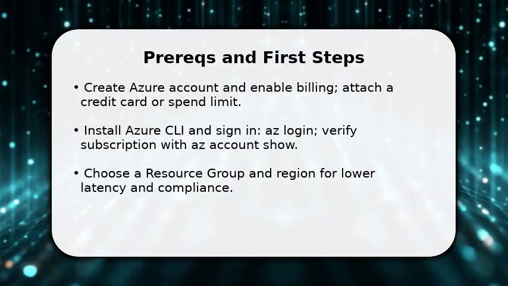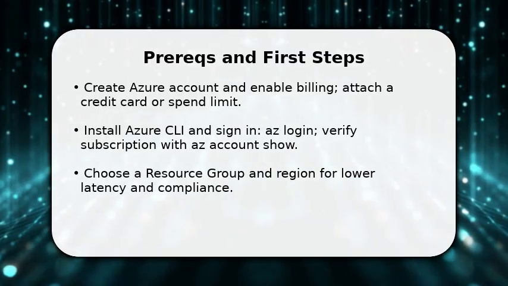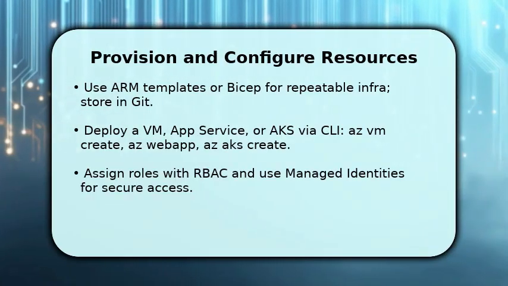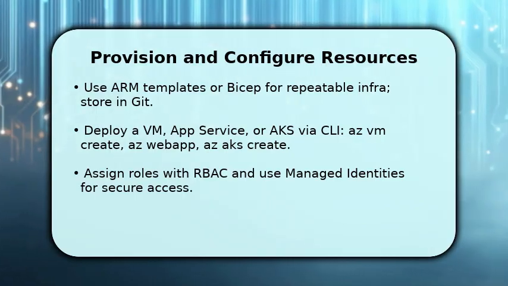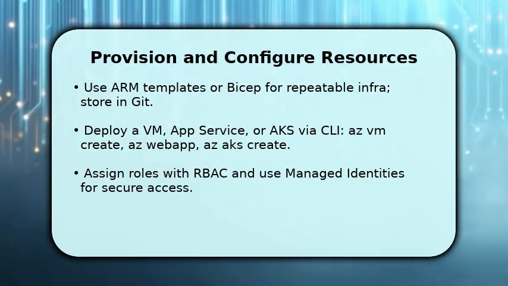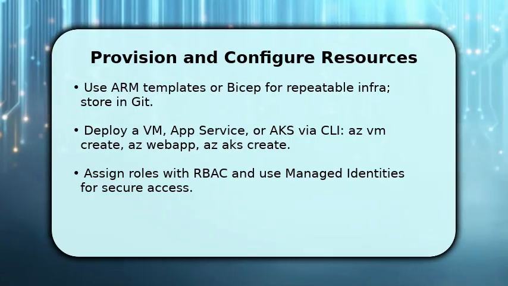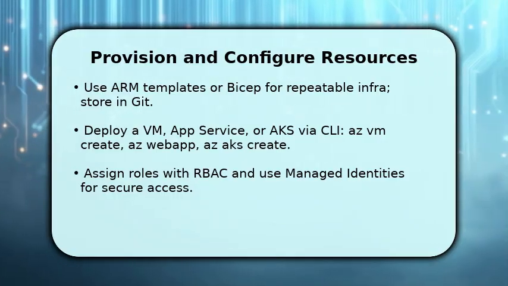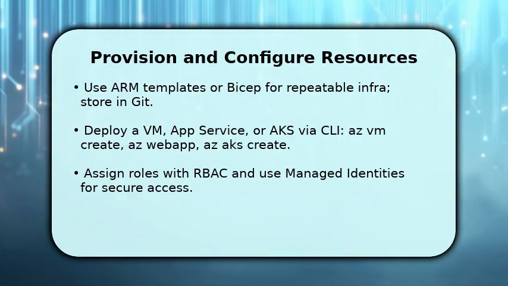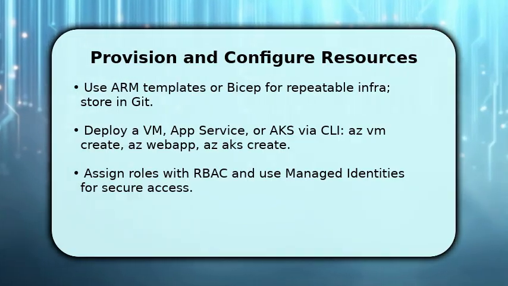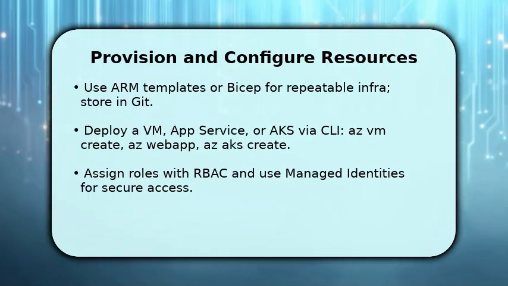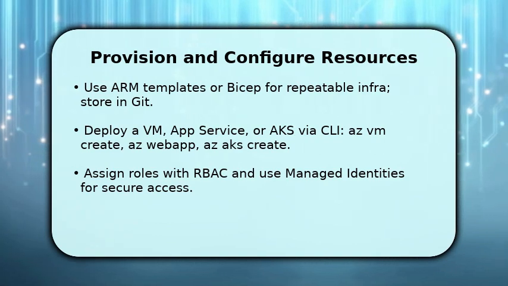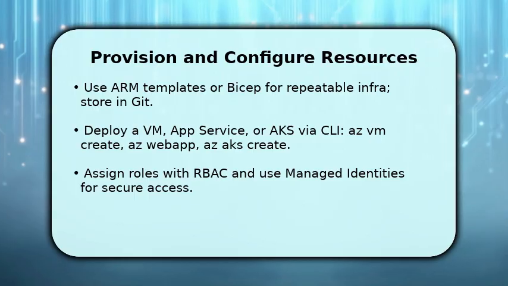You provision core resources using templates so changes are safe and auditable. Deploy with ARM or Bicep stored in Git. This ensures repeatability. Then use az vm create or az webapp up or az aks create to spin up compute. Include size, image, and networking flags. Once deployed, assign least privilege roles via Azure RBAC and enable managed identities so services authenticate without secrets. Also configure NSGs and basic monitoring. By automating these steps, you reduce manual errors and speed up deployment.